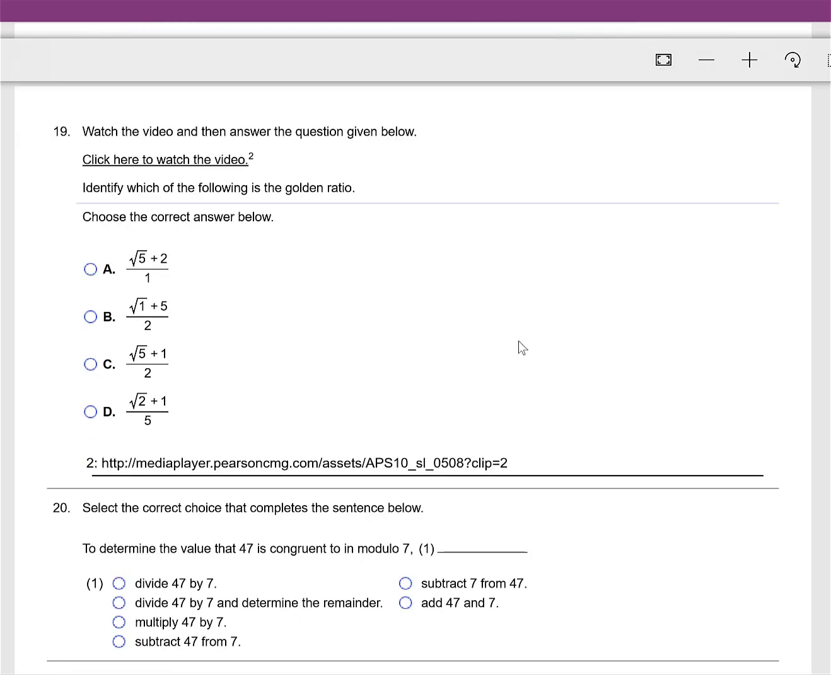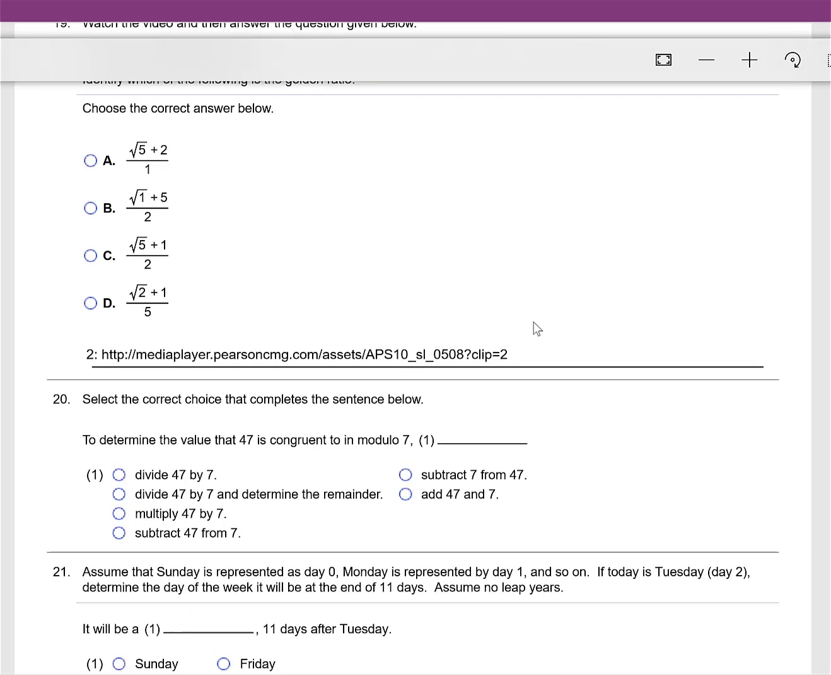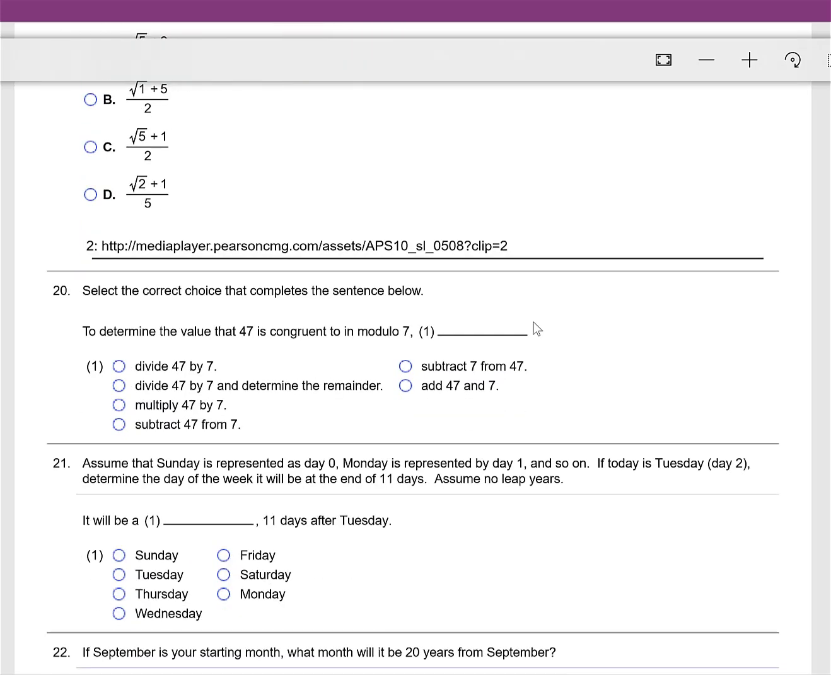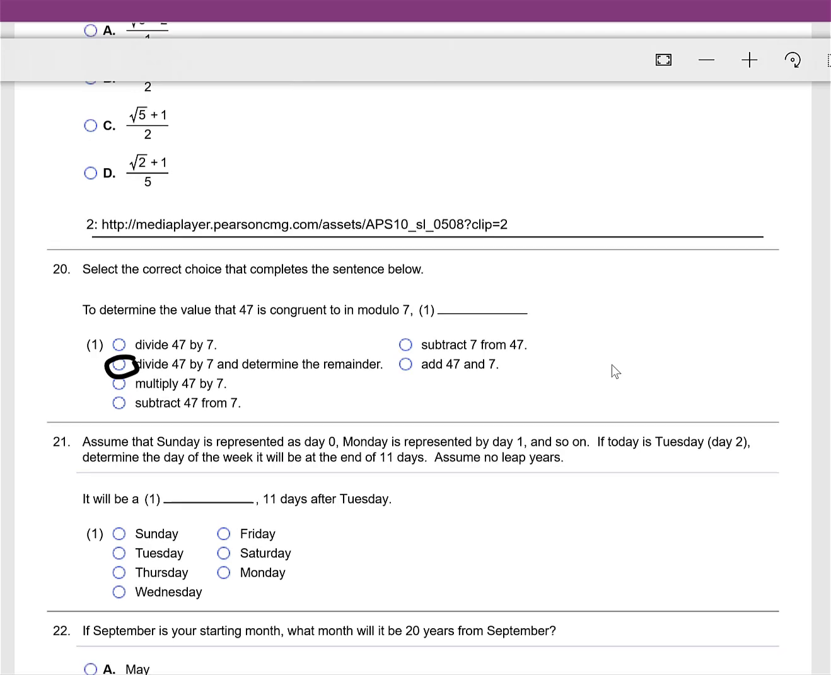Identify which of the following is the golden ratio. So which of these is the golden ratio? And I'll leave you to figure that one out. You should know that one. To determine the value that 47 is congruent to in a modulo 7 system, what do we do? We divide 47 by 7 and we get what? The remainder, because the remainder is how we figure out the congruence.